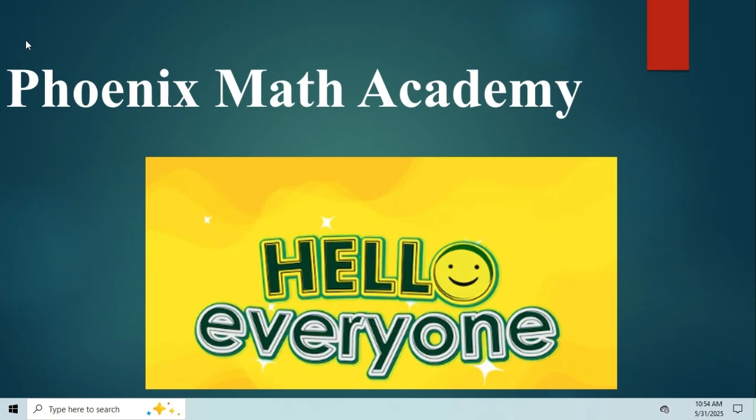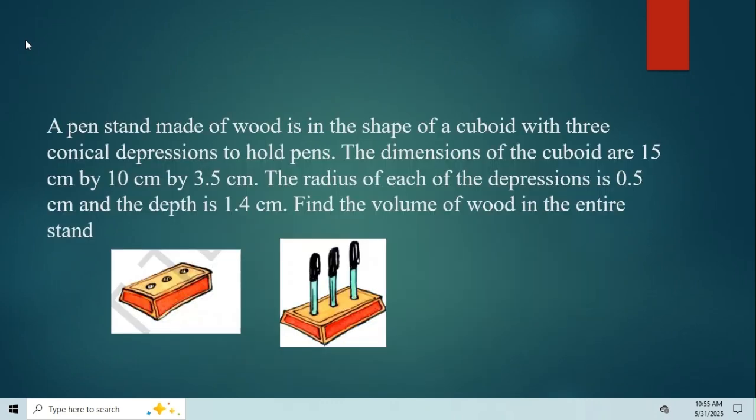Hello everyone, let us solve the following. A pen stand made of wood is in the shape of a cuboid with three conical depressions to hold pens. The dimensions of the cuboid are 15 centimeters by 10 centimeters by 3.5 centimeters. The radius of each of the depressions is 0.5 centimeters and the depth is 1.4 centimeters. Find the volume of wood in the entire stand.